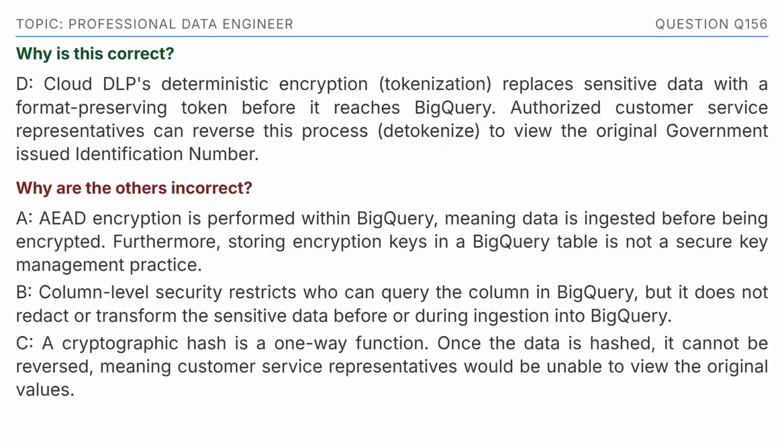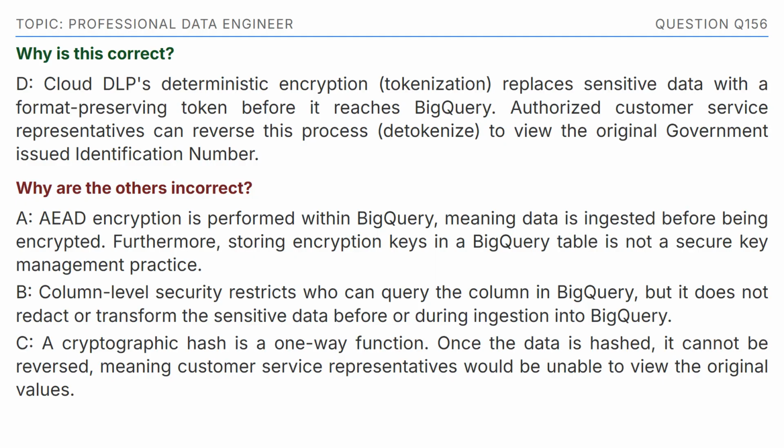Why is this correct? D. Cloud DLP's deterministic encryption, tokenization, replaces sensitive data with a format-preserving token before it reaches BigQuery. Authorized customer service representatives can reverse this process, detokenize, to view the original government-issued identification number. Why are the others incorrect?